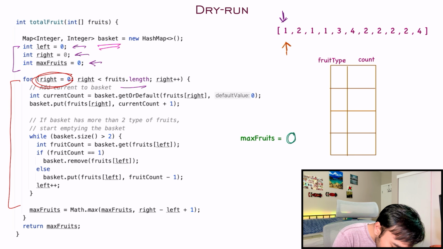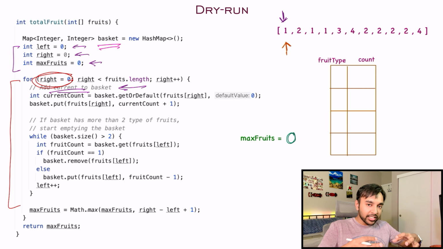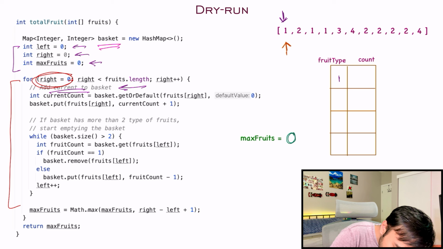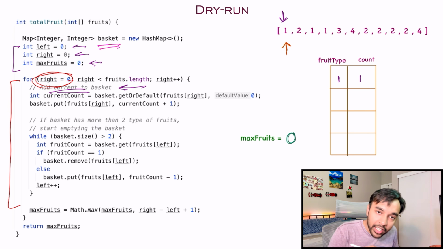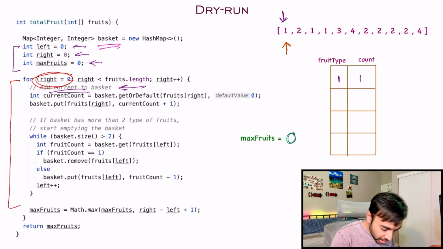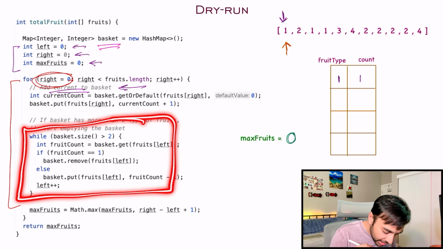And then what do you do? You try to add this current fruit to the basket. So you take up this fruit 1, try to get its count. If it's not available in the basket, just add it. Otherwise, increment its counter. So right now, you don't have this fruit, right? So 1 gets added to this and its count is also 1, right? Check your basket size now. Your basket only has one type of fruit. So right now, you do not need to look at this while condition.